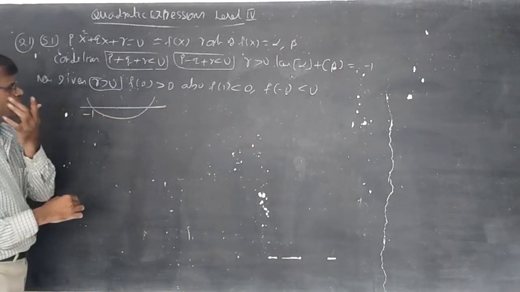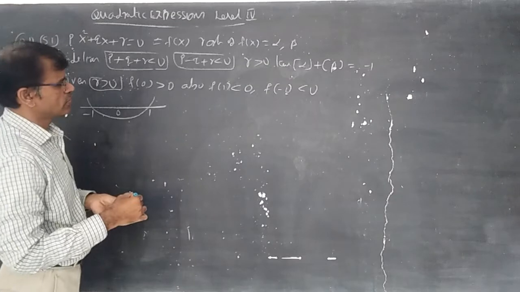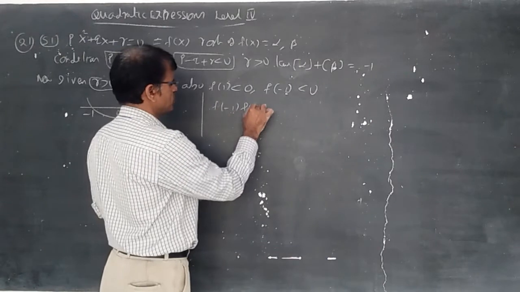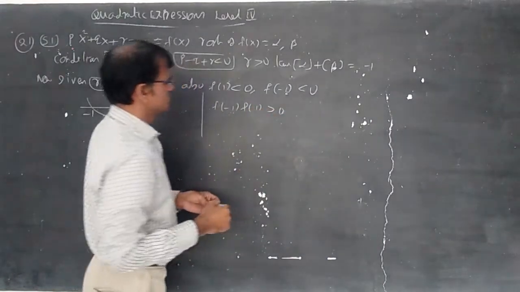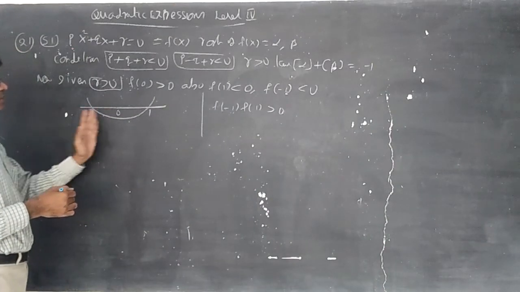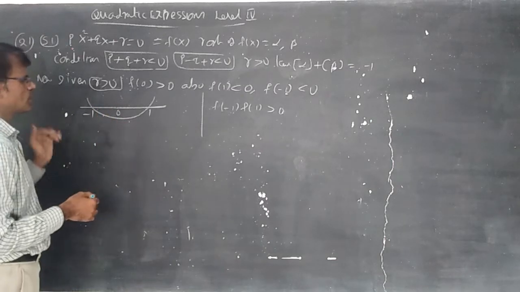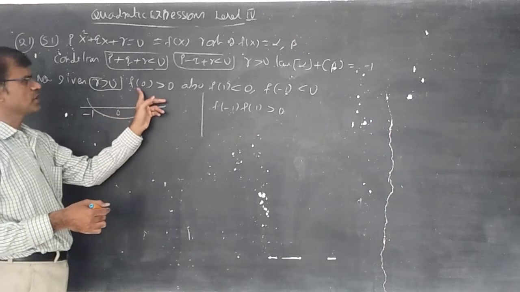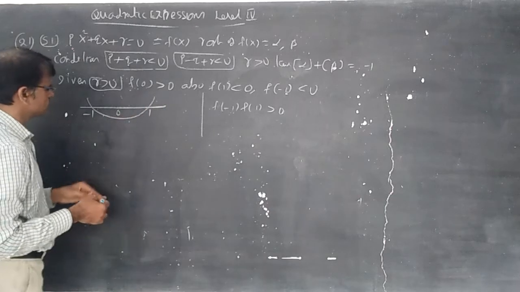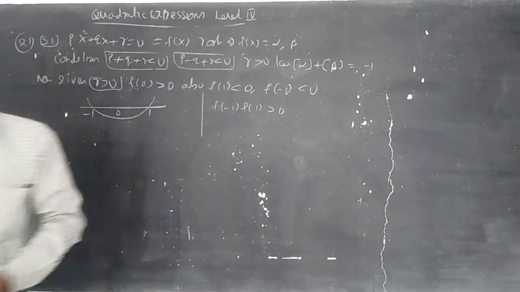Let us draw a value line. Put here minus 1, put here 0, f of 0 greater than 0, this is 1. Okay students, let us discuss here f of minus 1 into f of 1: positive into positive, negative into negative. So one root lies left of 0 and one root lies right of 0. It is the neighborhood concept, left of 0 and right of 0, because f of 0 greater than 0 and f of 1 less than 0. So f of 1 less than 0 is given and f of minus 1 also less than 0.